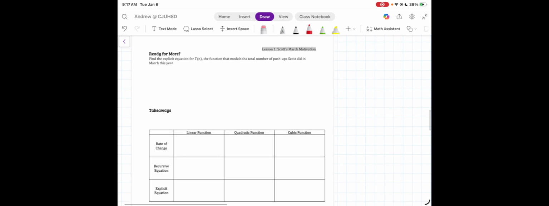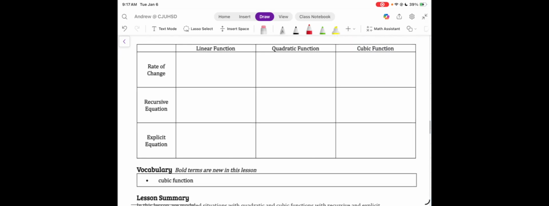Now, ready for more? It's kind of interesting. Come up with the explicit equation. There is an easy way to do that on Desmos. So ask your teacher if you want to know how to do that. Let's do the takeaways real quick here in the box. Okay, so rate of change of a linear function is going to be a constant. The equation is, in words, next equals previous plus some constant. It's the same constant of the rate of change. The equation, y equals mx plus b.